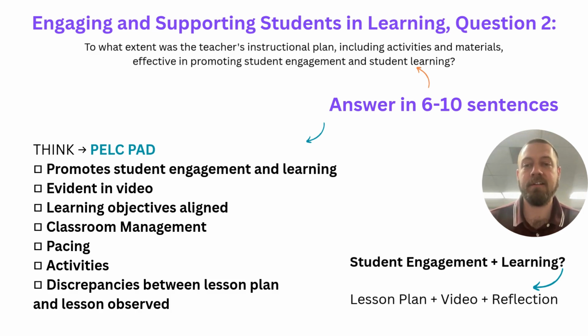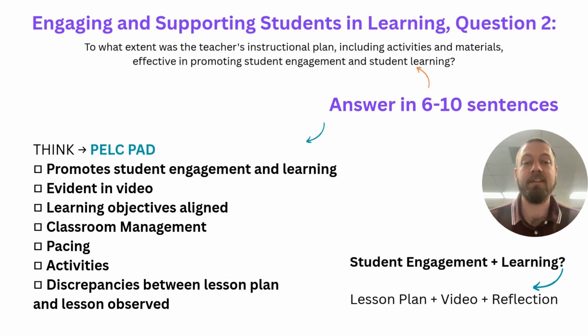The question states, "To what extent was the teacher's instructional plan, including activities and materials, effective in promoting student engagement and student learning?" This is going to be a pretty long section, and you're going to answer this in 6 to 10 sentences. So you really need to think of how the teacher's instructional plan, including activities and materials, was effective in promoting student engagement and learning. You're looking for how students were engaged, and you're looking for how well did they learn during the lesson.